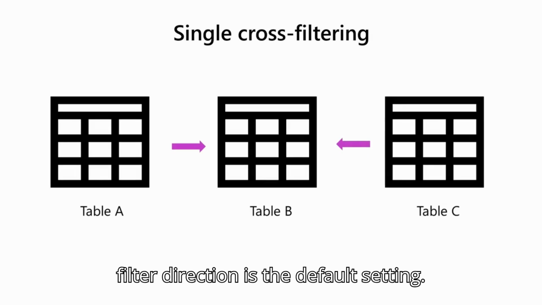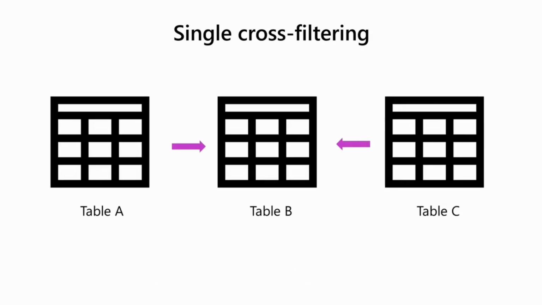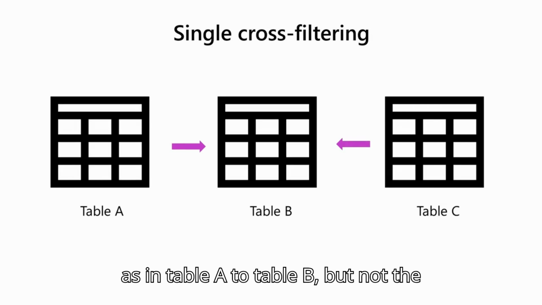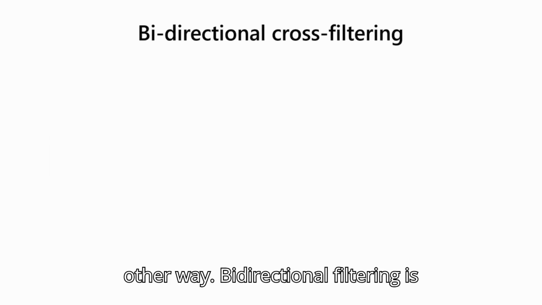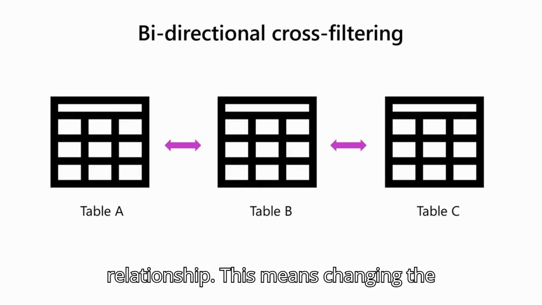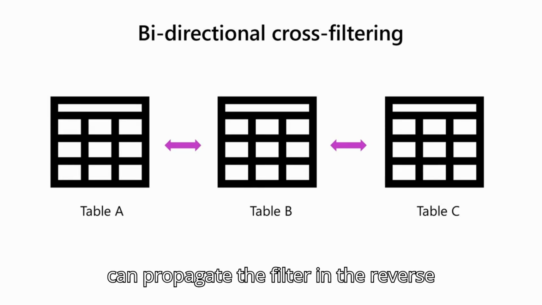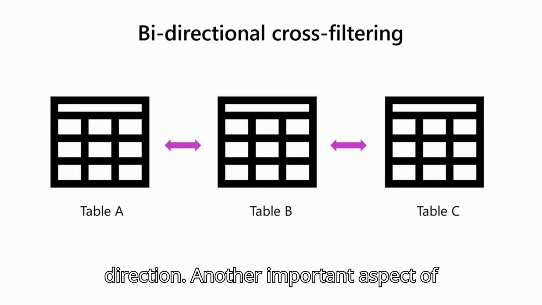Single cross-filter direction is the default setting. It propagates from one table to another, as in Table A to Table B, but not the other way. Bidirectional filtering is filtering against the direction of a relationship. This means changing the direction of the filter to both, so you can propagate the filter in the reverse direction.